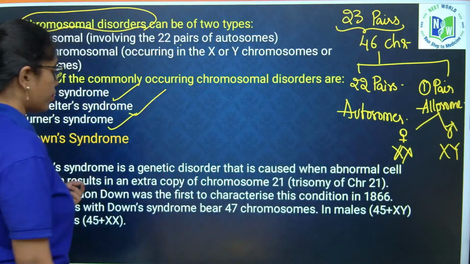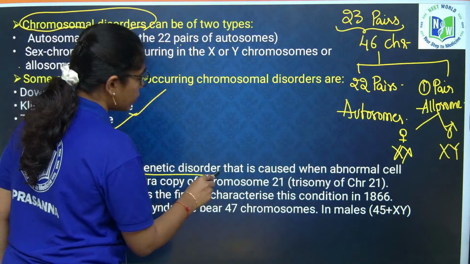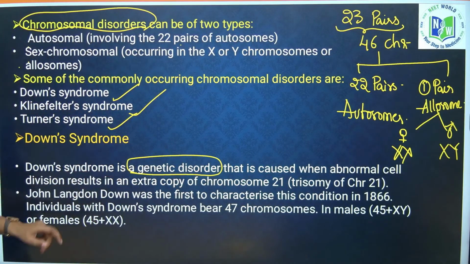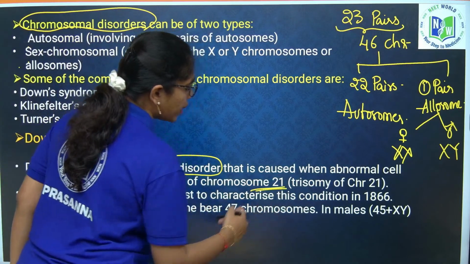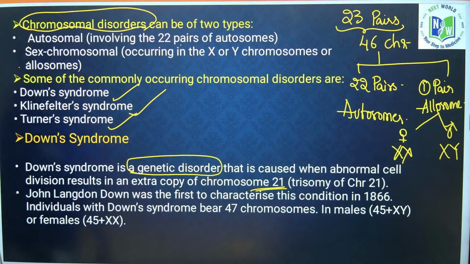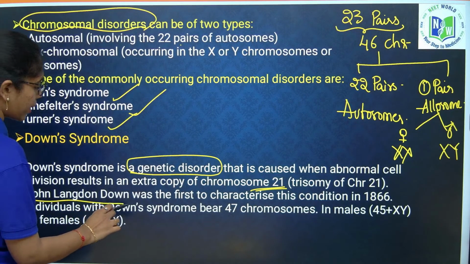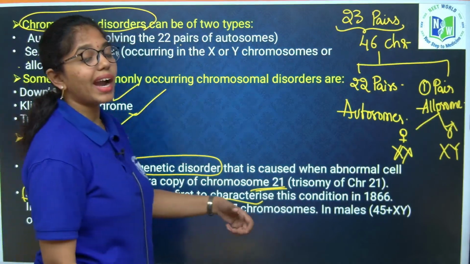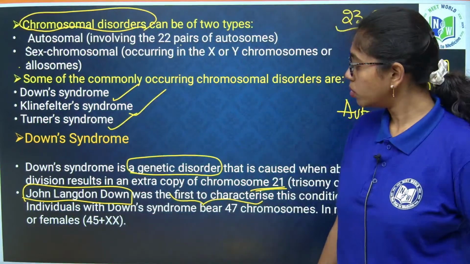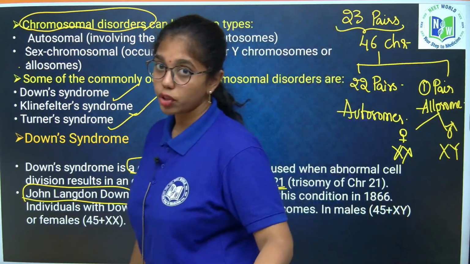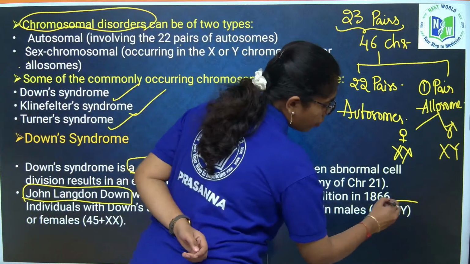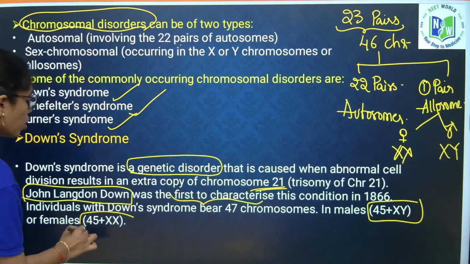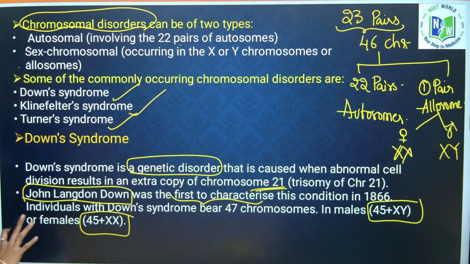Down syndrome is a genetic disorder caused when abnormal cell division results in an extra copy of chromosome 21, which is an autosome. It was discovered by John Langdon Down, who saw these characteristics for the first time, and it is named after him. In males the genotype will be 45 plus XY, and in females it is 45 plus XX. You have to remember this for sure.